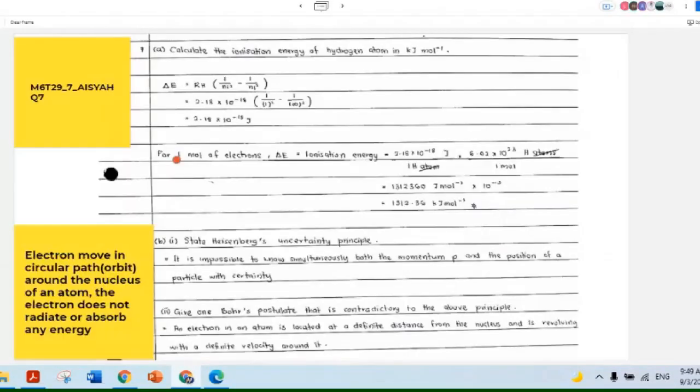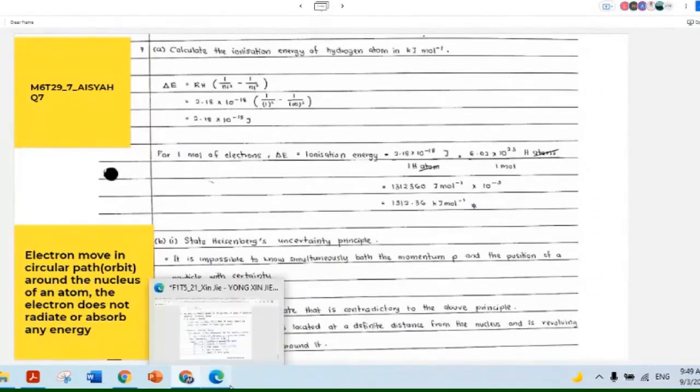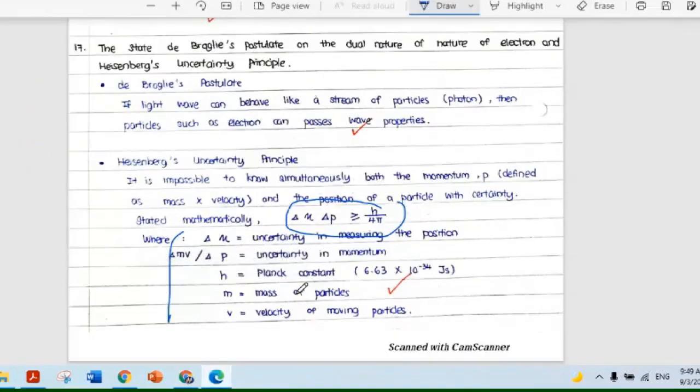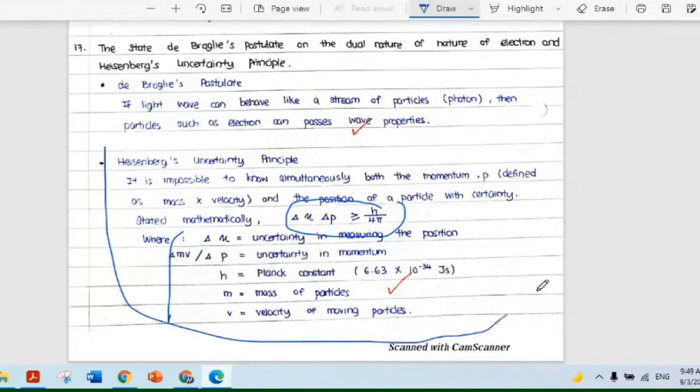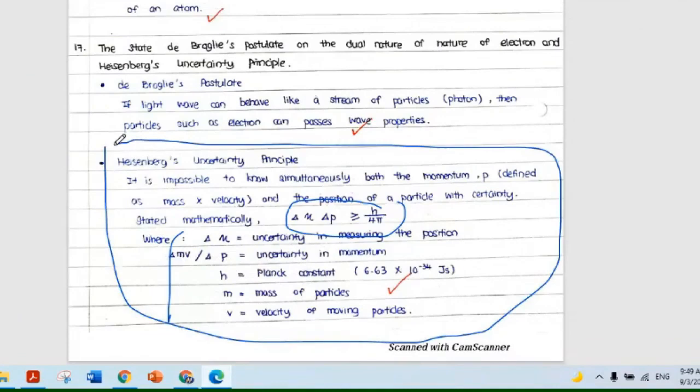Okay, so for this one, state only. If possible, state everything. Faham? Faham? Madam nak jawapan macam ni. Okay. So impossible to know simultaneously both the momentum and velocity, and the position. Kita tak tahu momentum, tak tahu position.